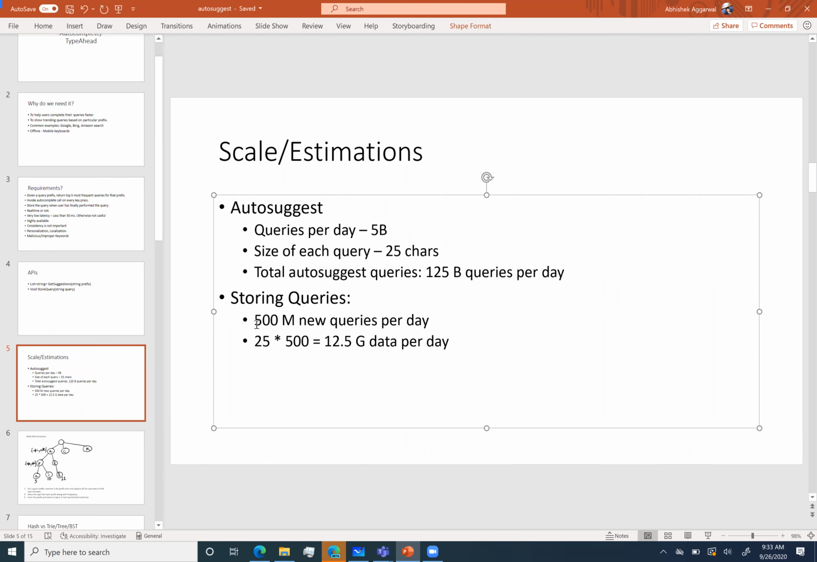Sorry, what I mean is, you decided that every query is about 25 characters, and 25 characters into 500 million. So you are taking 1 byte per character. Okay, that makes more sense.